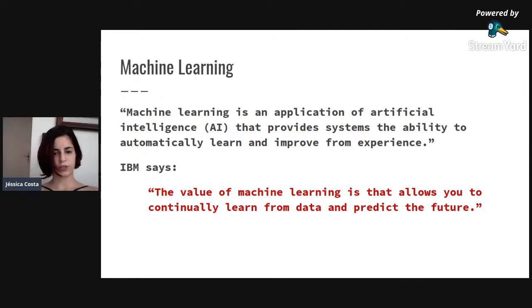IBM says the value of machine learning is that it allows you to learn from data to predict the future. Not exactly the future, but in the case of genomics, we work with sequences. Not exactly the future, but the next element. Next can be future or not, it's a sequence. In genomics, we work so much with sequences. For sequences, we need a special type of machine learning.